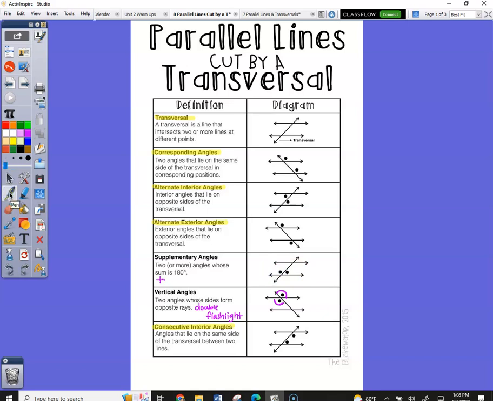We do have some new vocab words. The first one is transversal. If something is a transversal, it is a rogue line that is cutting across two or more lines. So if you look at this picture, the transversal would be this line right here. That's the transversal because it's cutting across those other two lines, right?